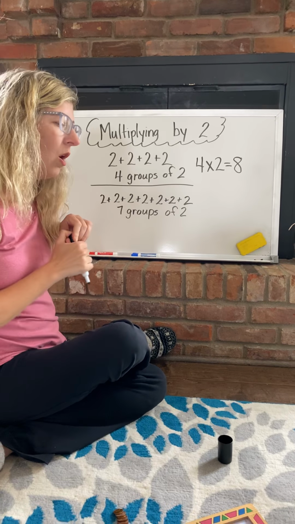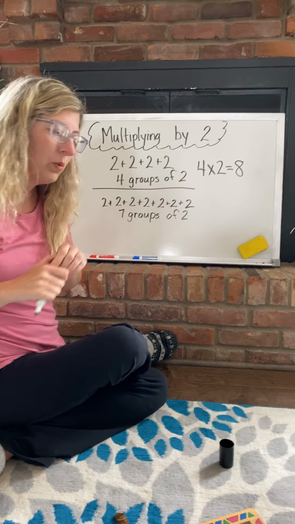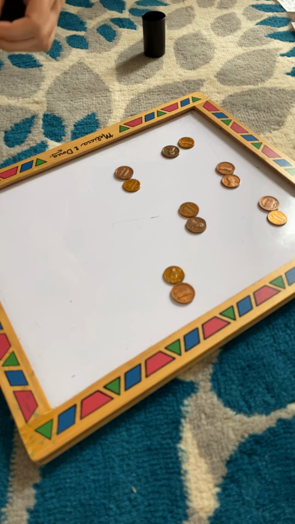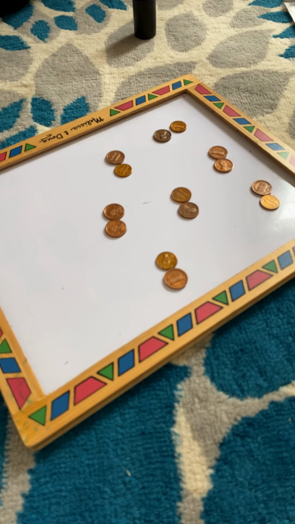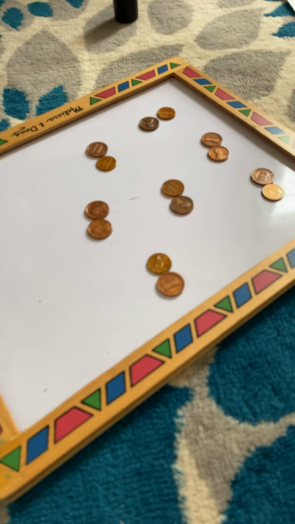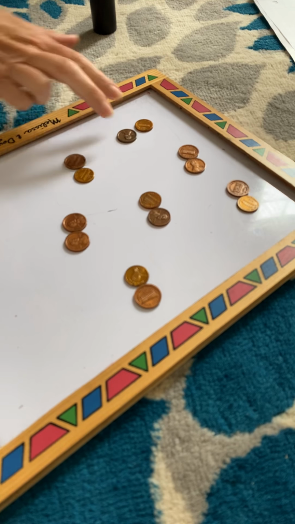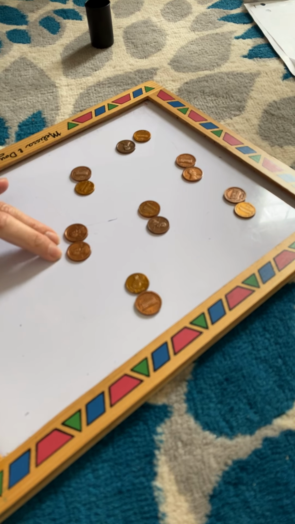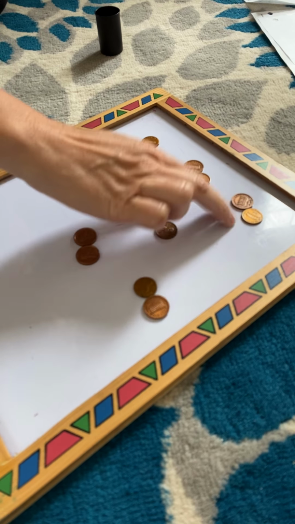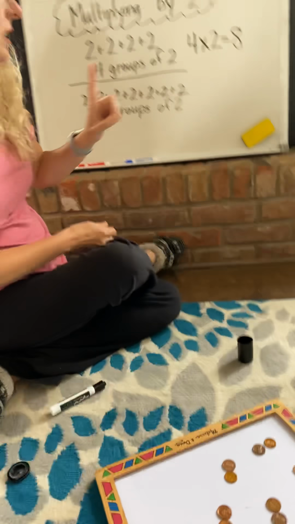Now think about, what would 7 groups of 2 pennies look like? Think about that. Let's go down here. Well, we already had 4, right? So let's add 5 groups, 6 groups, 7 groups. So this is what 7 groups of 2 pennies look like. Let's count that up and see how much that is. Count with me. 2, 4, 6, 8, 10, 12, 14. So that's 14 pennies all together.